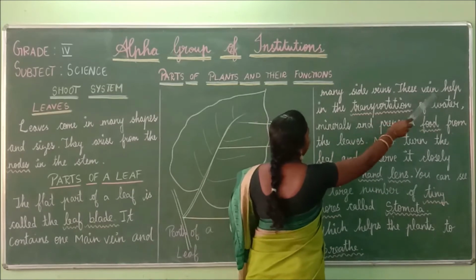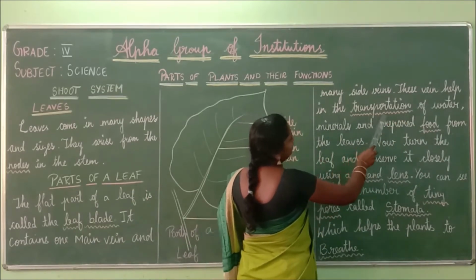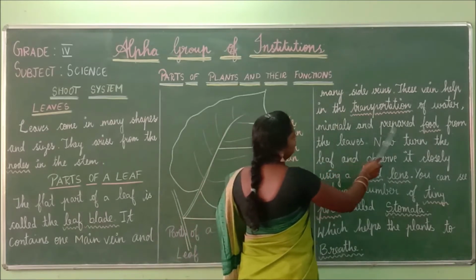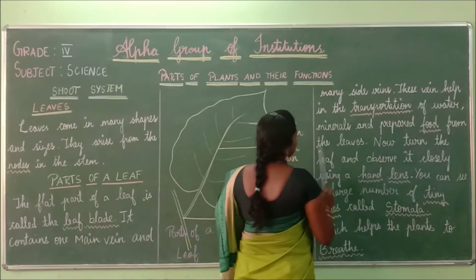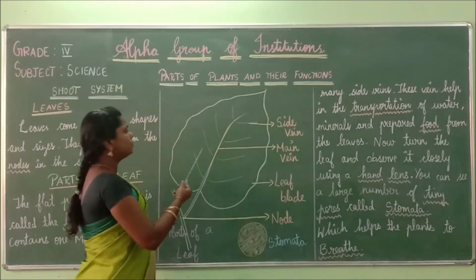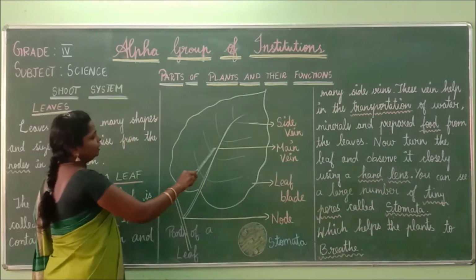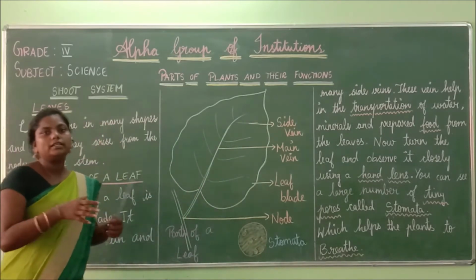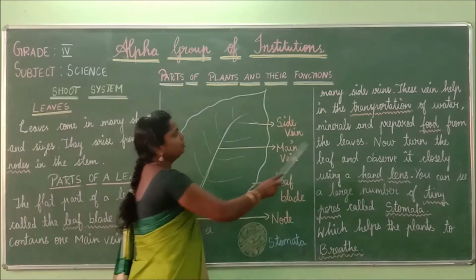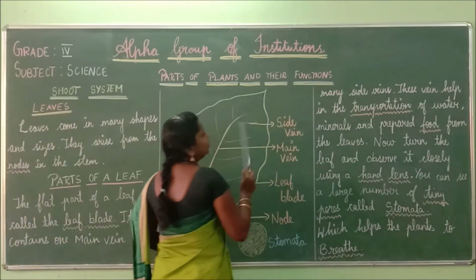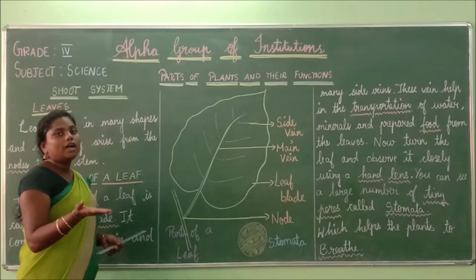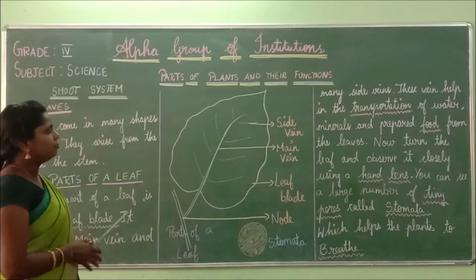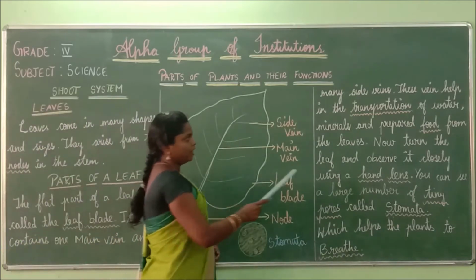These veins help in the transportation of water and minerals, and in preparing food for the leaves. So what are these veins doing? This main vein and the small veins help in transportation. What do they transport? They transport water and minerals to the leaf. After transporting this water and minerals, what will they do with it? They will prepare food.